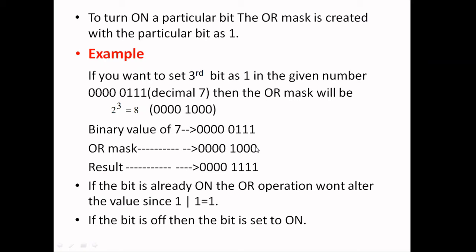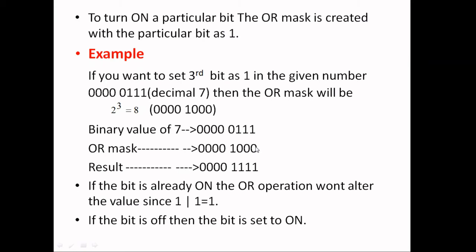Bitwise OR operator: 1 0, you have 1; 1 1, again it is 1; 0 1, it is 1. All the zeros are there, therefore you will get 0.